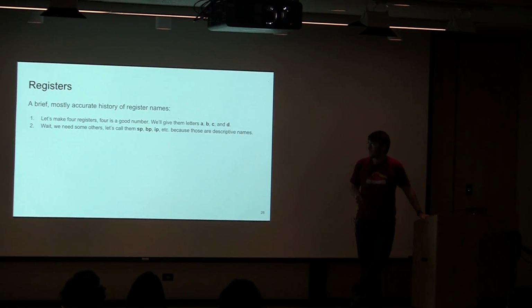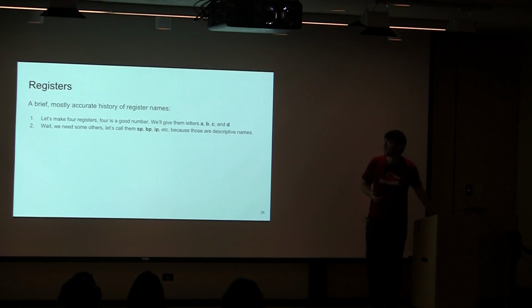And then they decided to add some registers with specific purposes. Like SP is the stack pointer, BP is the base pointer, IP is the instruction pointer. It makes sense to give those descriptive names, so that's great. But typing is still hard, so there are still short abbreviations, of course.